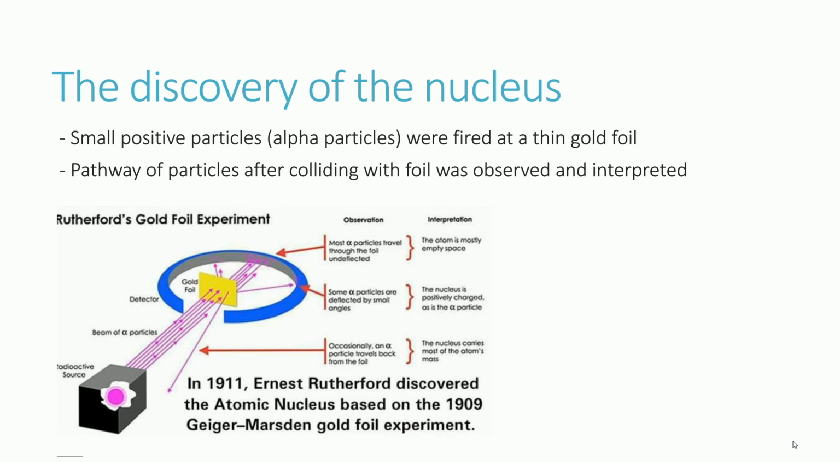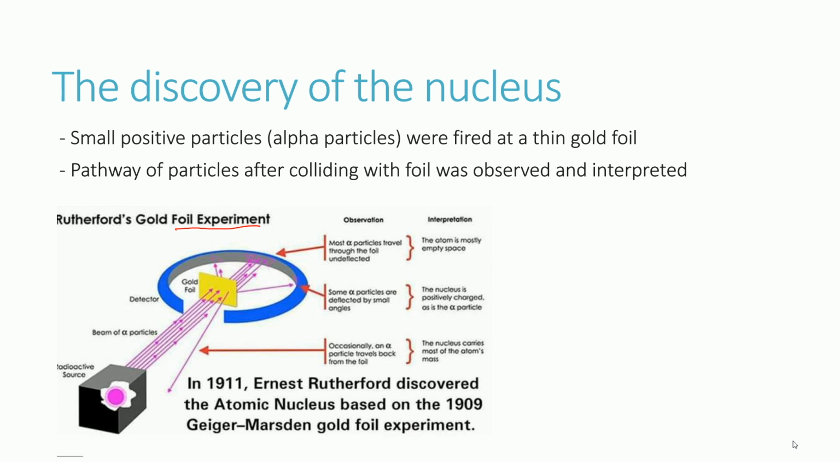So finally, let's take a look at the discovery of the nucleus. Basically, they carried out an experiment using the gold foil experiment, as they call it, where they observed some things from it, and they were able to deduce and interpret what those observations meant. And this is actually quite interesting.